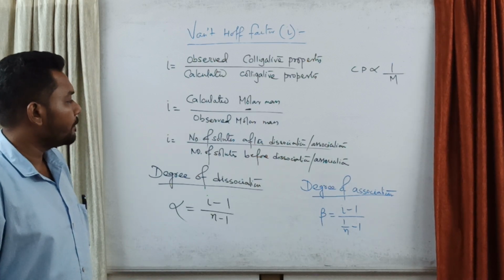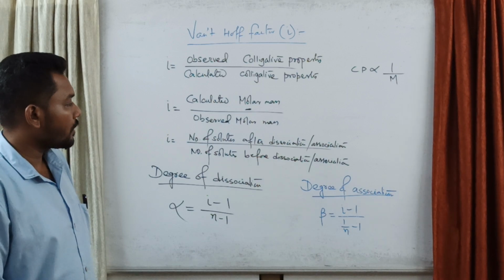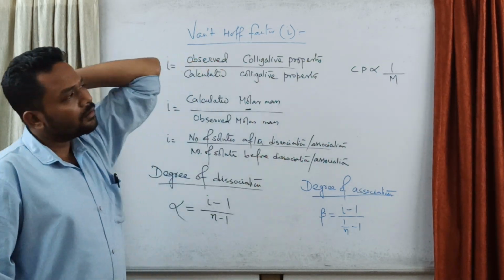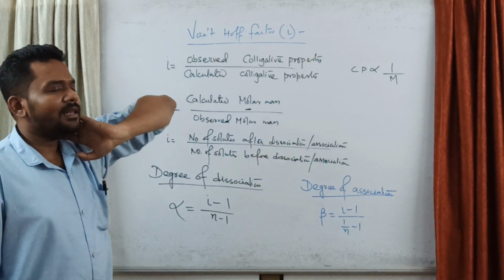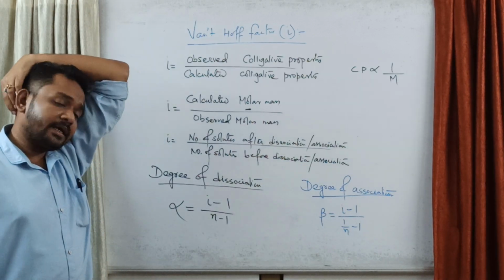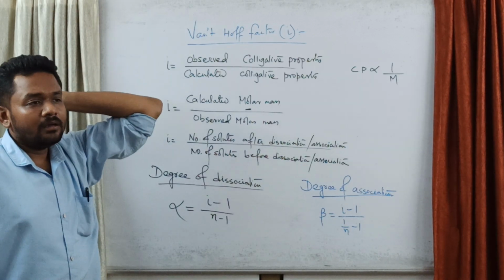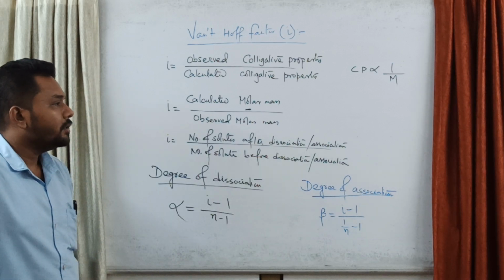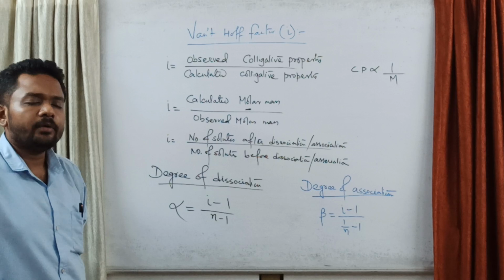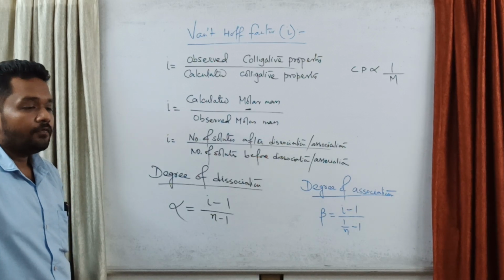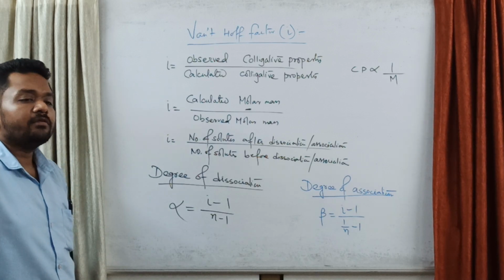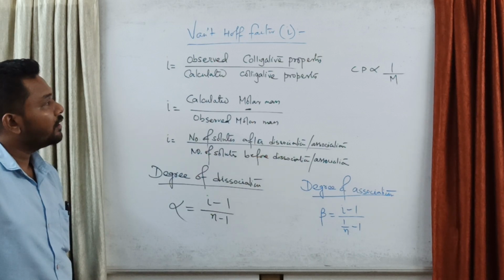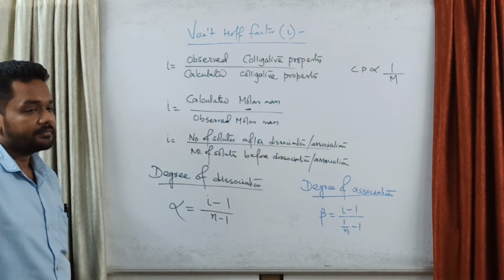একটা প্রবলেম দিচ্ছি, লেখো for KCl, the degree of dissociation is found to be 25%. Find the Van 't Hoff factor.